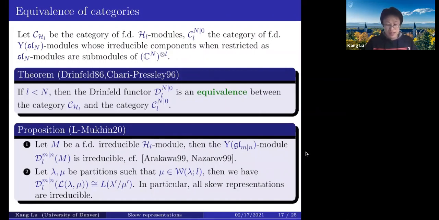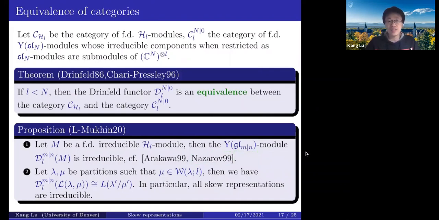Okay, and there's one more proposition which is important: the Schur-Weyl (Arakawa-Suzuki) functor maps irreducible modules to irreducible modules. This was done by Arakawa for the even case, and then by Nazarov for the Yangian of the queer Lie superalgebra. So here we can adopt Nazarov's method to prove it for GL(M|N) as well. Because of this proposition, what we can do is the following.